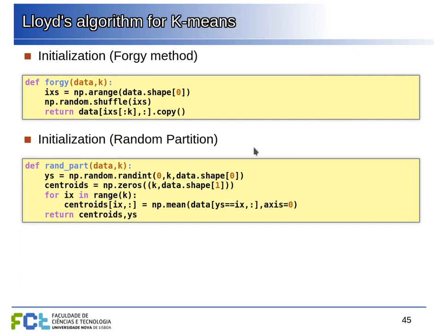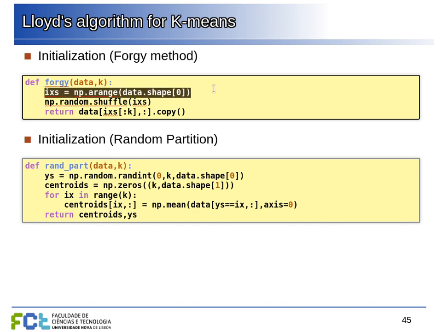To initialize this, we can either use the Forgy method, which consists on sampling without replacement from our data. We are going to shuffle the indexes that point to all the rows in our data, and then we're going to pick the first k after shuffling. So this will give us a set of k different examples chosen at random from our data.